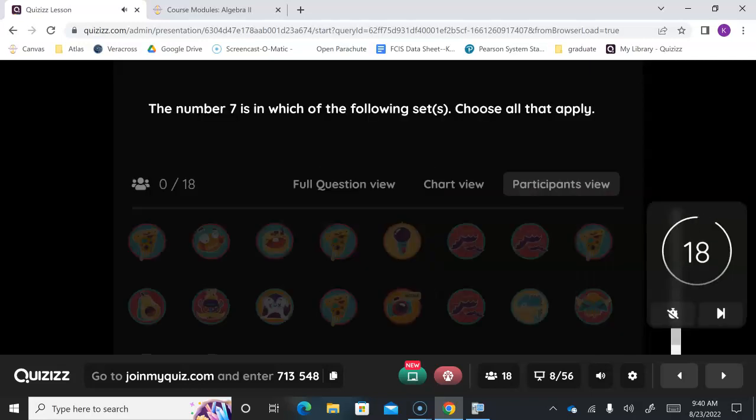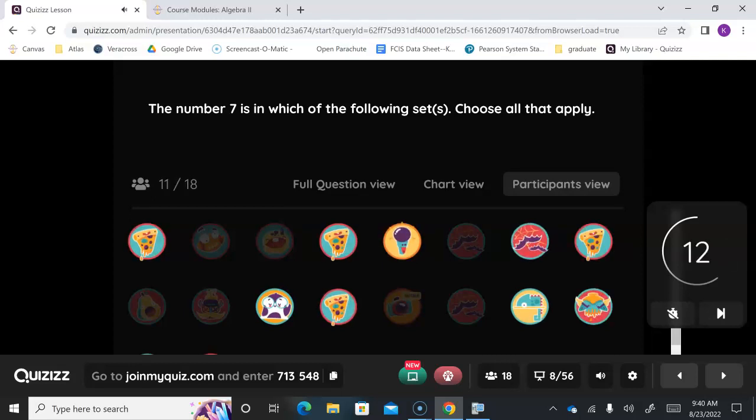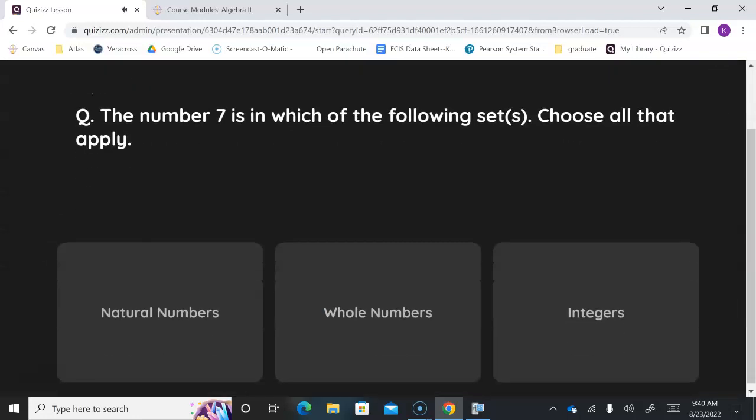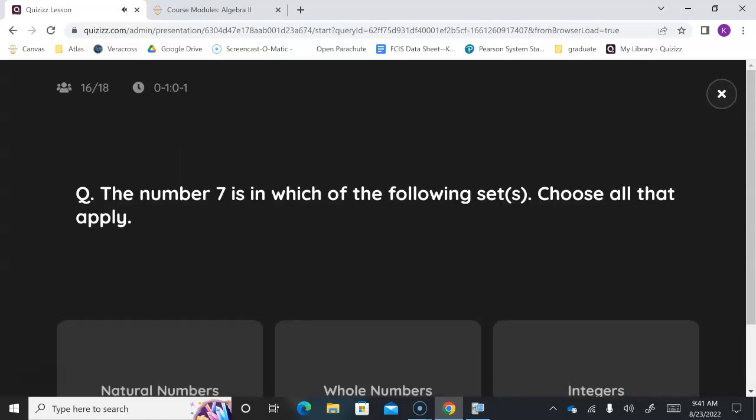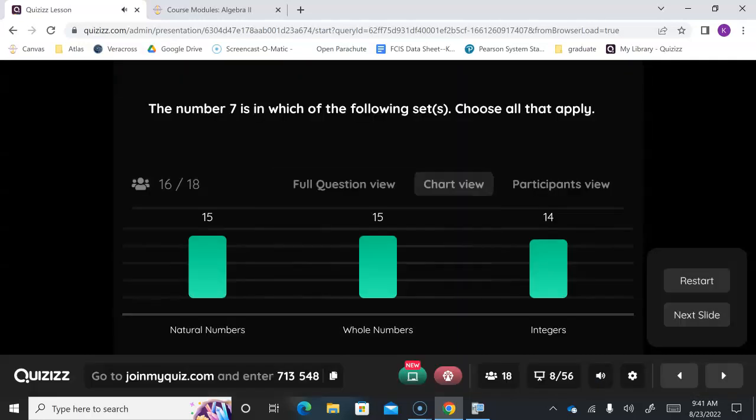Number 7. What set or sets is 7 in? Natural, whole, and or integers. What is 7? All of them. Since 7 is in the set of natural, then it's automatically included in whole and integers.